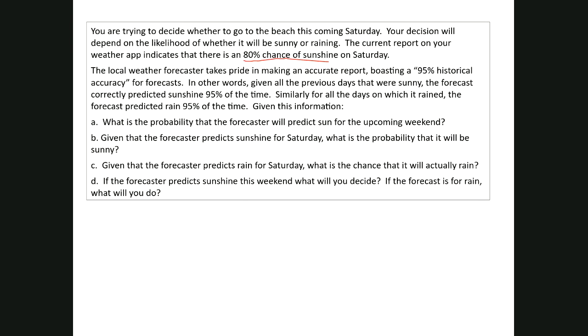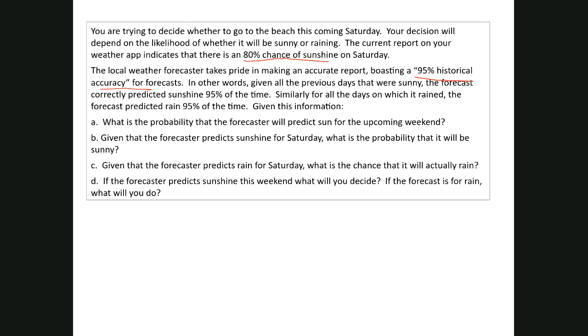And what we also know is that the local weather forecaster publicizes that they have a 95% accuracy on forecasts. So in other words, from all of the days that are sunny, the forecast has correctly predicted sun 95% of the time, or, for the days that it's raining, has predicted rain 95% of the time.